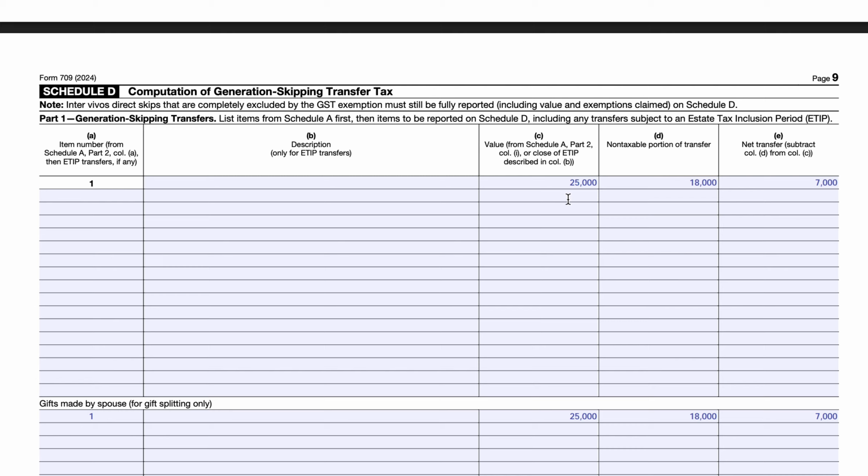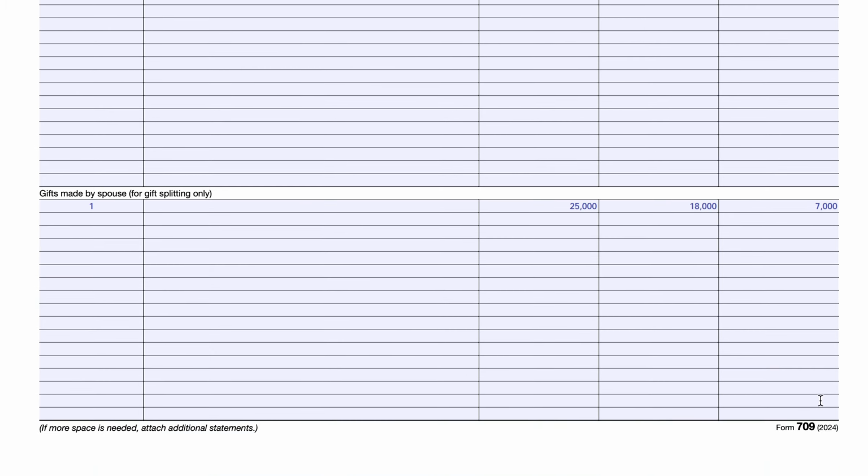So let's just say that the value of John Doe's donor side of the gift is $25,000. $18,000 of that is covered under the annual gift tax exclusion. So we still have $7,000 of a net transfer. And because this was a split gift with his wife, we're going to enter the $25,000 here, $18,000 of her non-taxable portion of the transfer, and she would have $7,000 here.